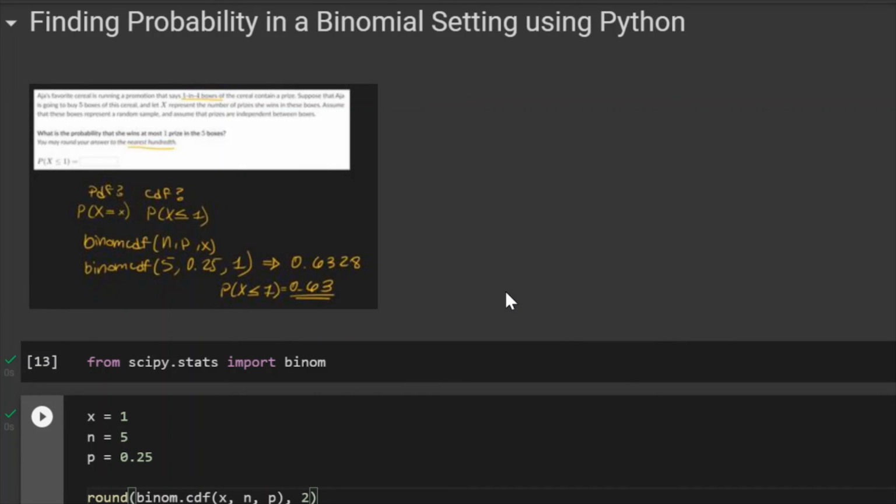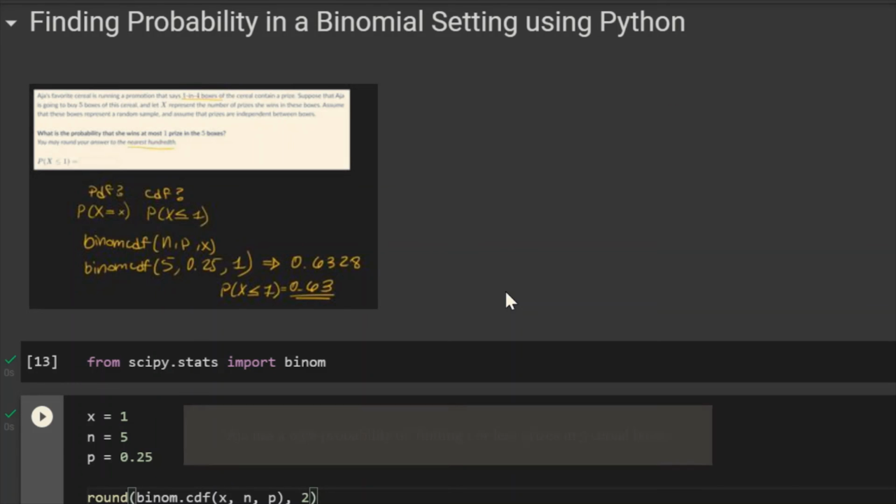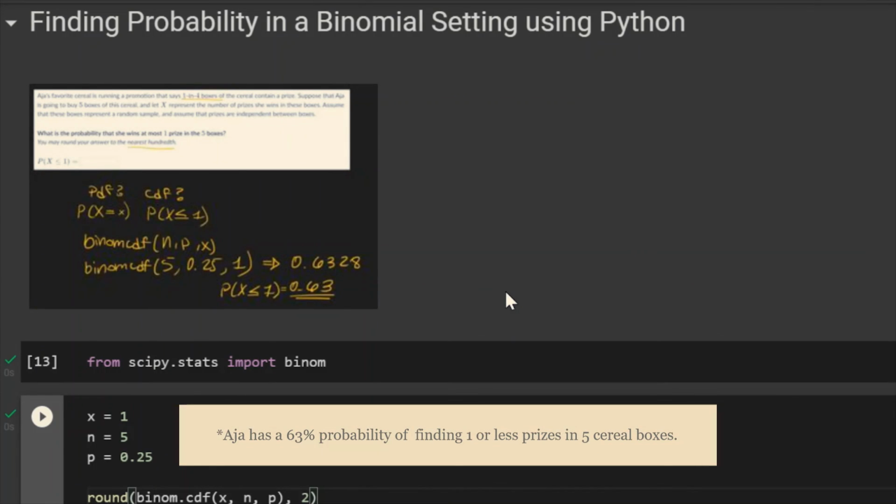So to conclude, the probability of Asia winning less than or exactly one prize is 63%.